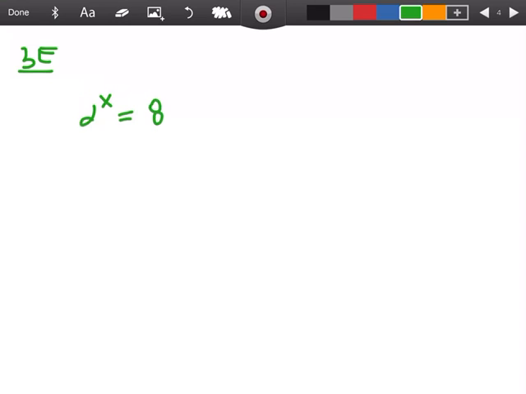Now that one you could figure out probably pretty quickly. What do you raise 2 to get to 8? It would be 2 to the third power. But that's just using our intuition almost, and we're not really sure how we're doing that. So let's get a methodology of how we can do this.